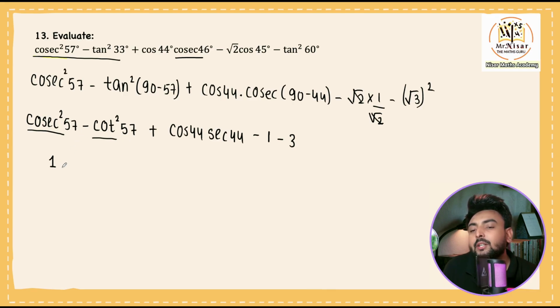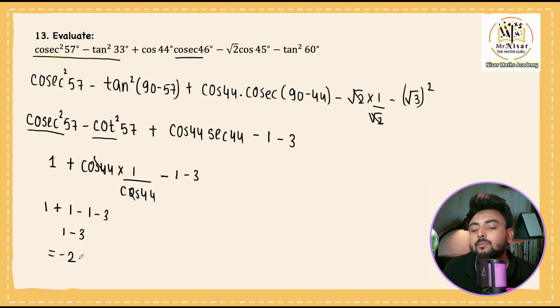Now see this thing, cosec square theta minus cot square theta is going to become 1. Trigonometric identity number 3. Plus, now this is cos 44 and next is sec. So can I say that sec and cos are reciprocal to each other? Yeah. So this I was saying to you, minus 1 minus 3. So it is 1 plus 1 minus 1 minus 3. 1 plus 1 is 2, 2 minus 1 is 1, 1 minus 3, answer is minus 2. So the final answer to this question is minus 2.